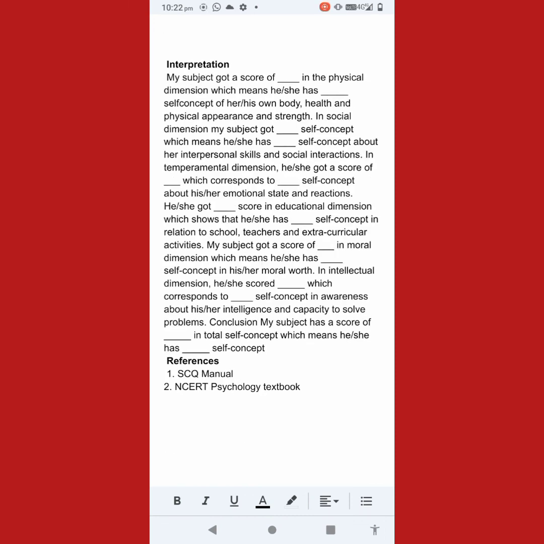Students, in the last you can discuss your interpretation in the format I have provided you. It would be very easy for you to discuss your interpretation, then the conclusion, and then you can give some references as I had given you. That's all that you have to do in the writing part of this test, if SCQ is administered in your school.